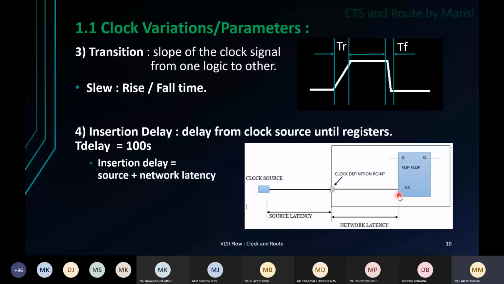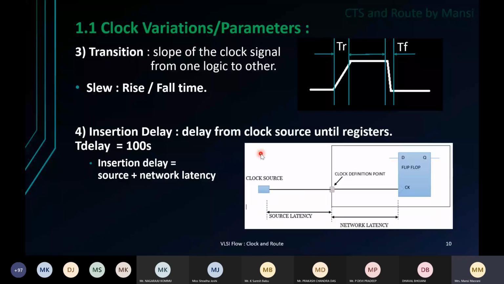Now it has two components. From clock source to the clock definition point for this block, the latency is called source latency, and after that whichever delay you see is called the network latency.